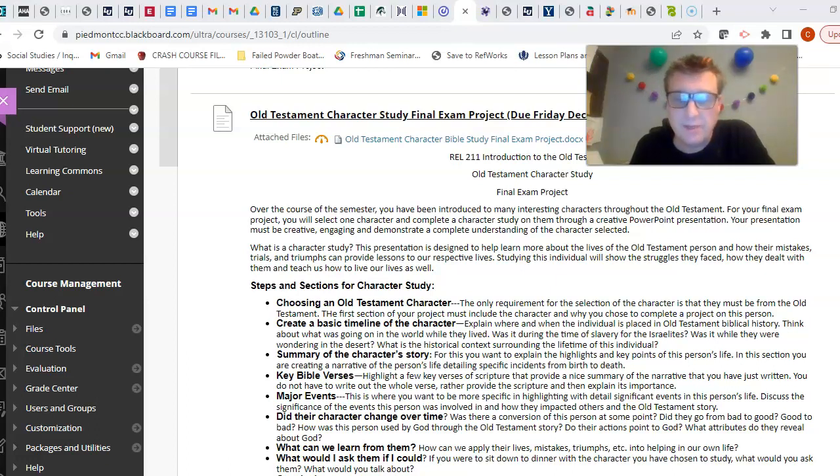Now, this is to be multimedia. Yes, you can do PowerPoint. You can do another type of multimedia if you want, but it needs to be creative, engaging, and demonstrate significant research into that person. Please note that when doing this research, you're not going to just rely on the scripture. You might use your textbook, but there are other sources that you can find online, academic resources. You'll want to use those also to have a historical overview of who this individual is that you chose.